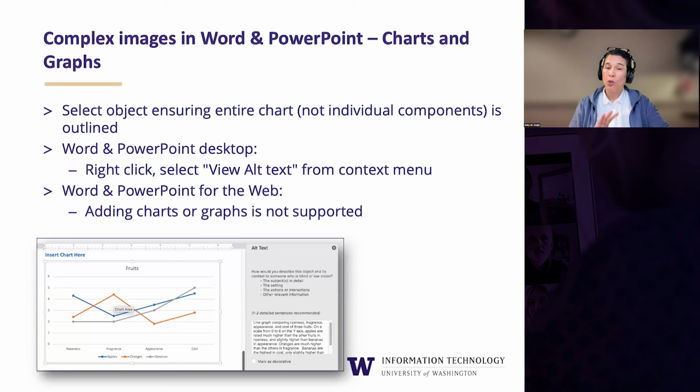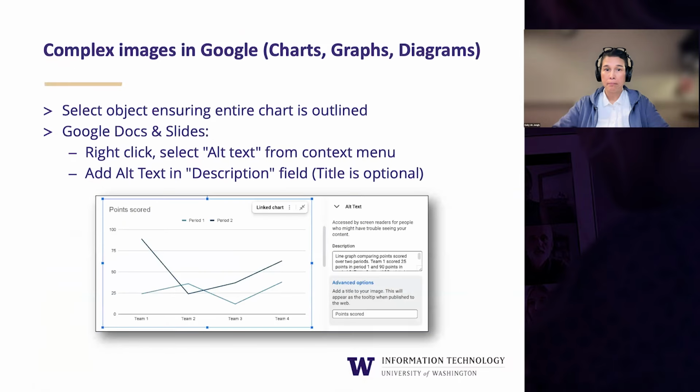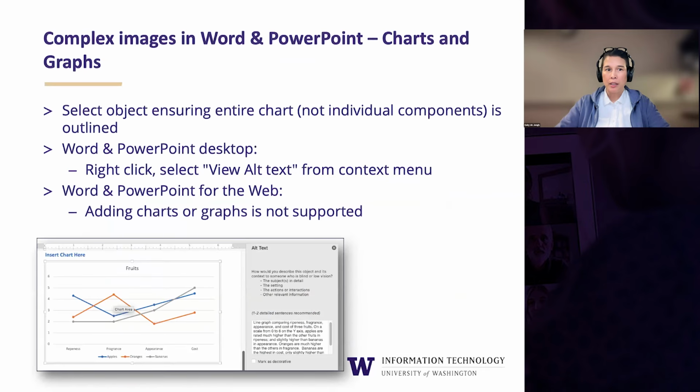So once that full object is selected, right-click and choose View Alt Text from the context menu, and then follow the same steps that we covered earlier for adding a description in the alt text panel for Word or PowerPoint for the desktop client.